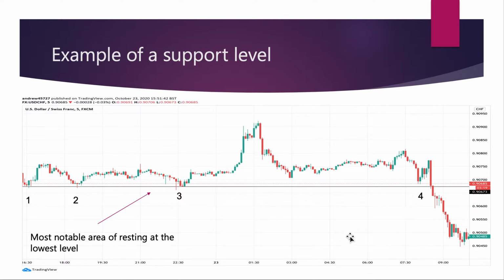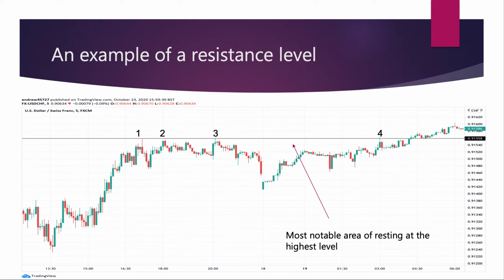And again, if you trade break and retests, you might be following this pair after the break here, maybe looking for a retest as now resistance. But like I said, I'll cover that in future videos because it's an advanced sort of level. All right, now I'm going to show you an example of a resistance level. So it's exactly the same, guys. It's just support is the most notable area of resting at the lowest level. So a resistance level is the most notable area of resting at the highest level, all right, during a period of time.